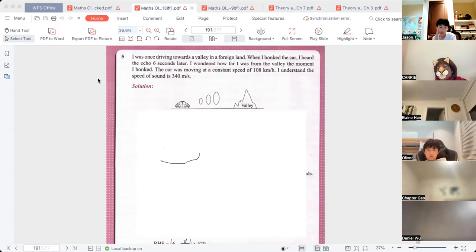This problem is related to real life. By counting the echo, you can find out the distance between you and the valley. Do you understand? Because the speed of sound is fixed, we all know the speed of sound. Get it, Oliver? But you have to calculate the sound going to the valley and the sound coming back to you. And also during this time, your car is also moving. Understand, everybody?